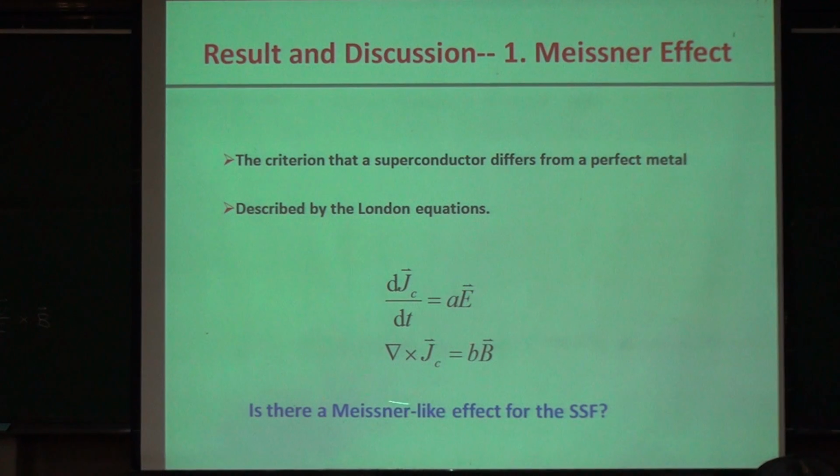London was the first to write down two equations to describe charge superconductors. The first equation, basically, is that the time derivative of the charge current density is proportional to the electric field. The second is that the curl of the charge current is proportional to the magnetic field.